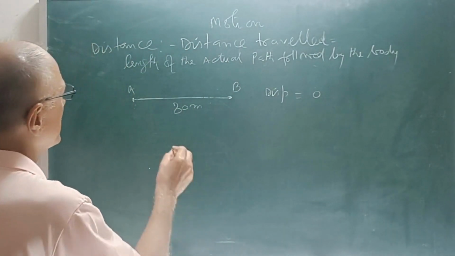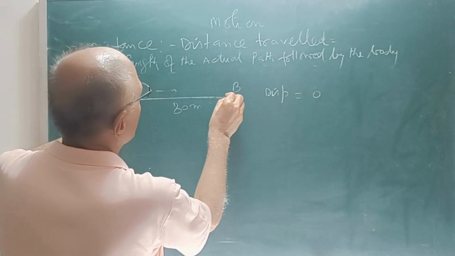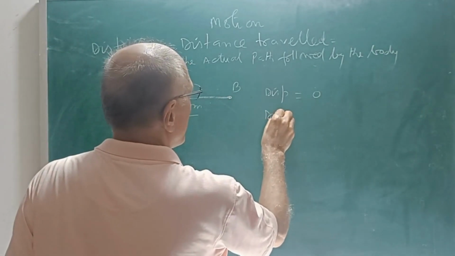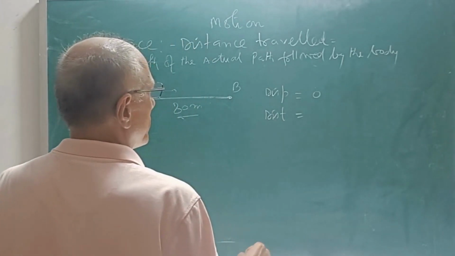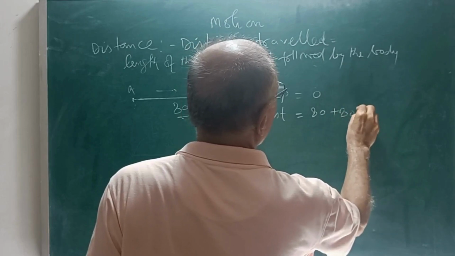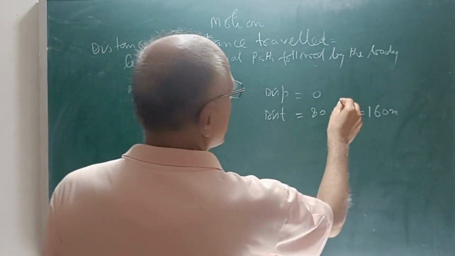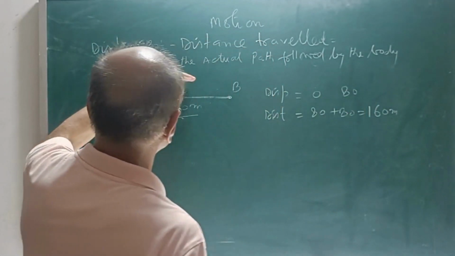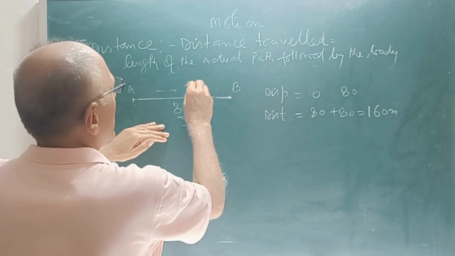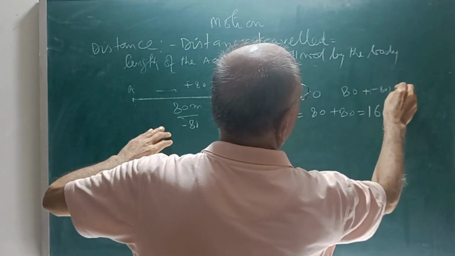But how much distance has he covered? He has covered going 80 meter and then returning 80 meter. So the distance is equal to 80 plus 80, that is 160 meter. Whereas for displacement you can say 80 is positive here and here it is negative 80. So that is 80 plus minus 80, that will go to 0 meter.